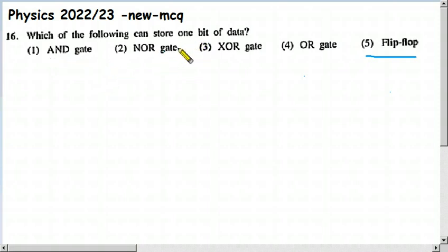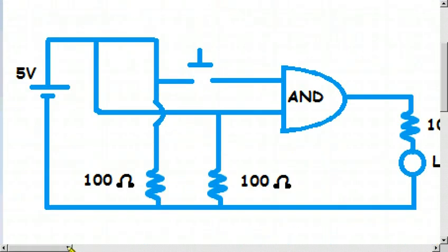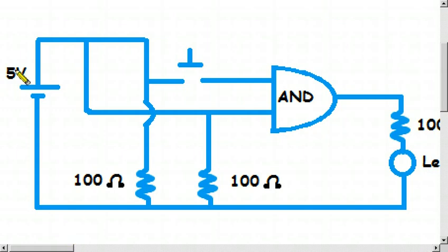you can't store a bit, because when you put off the switch, the output will change. So it is like this. Children, suppose we have an AND gate like this, and we have arranged the circuit like this. We have placed the 5-volt battery here as the power source. So inputs are arranged like this.